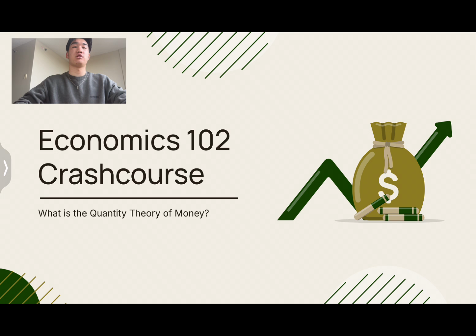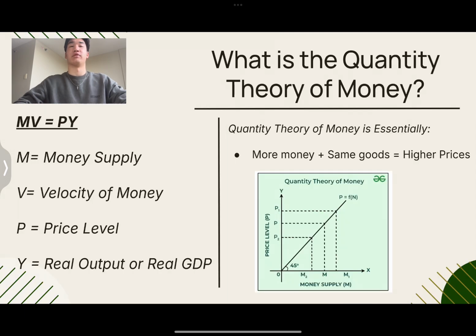Today in our Economics 1-2 crash course, I'll be explaining the relationship between money supply growth and inflation using the quantity theory of money. The quantity theory of money provides a framework for understanding the relationship between the money supply and inflation. At its core is the equation of exchange, MV equals PY, where M represents the money supply, V is the velocity of money, which is how frequently money changes hands, P is the price level, and Y is real output or real GDP.